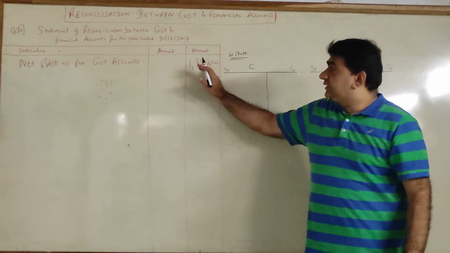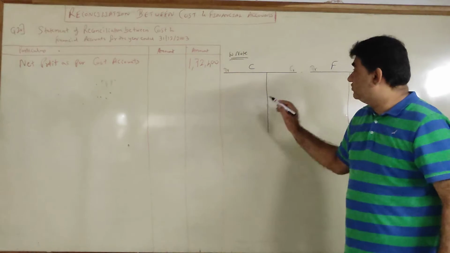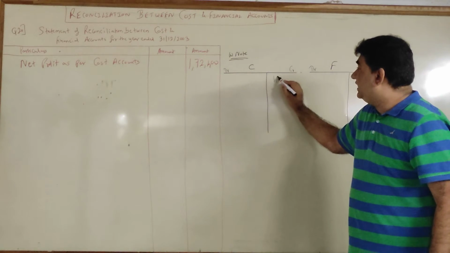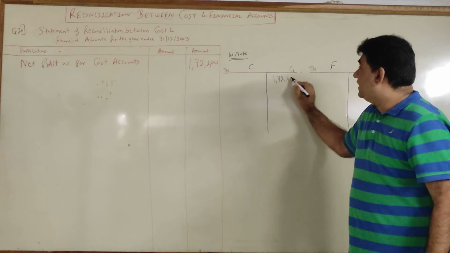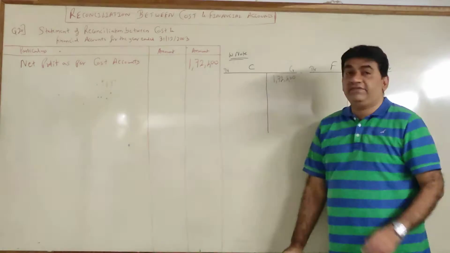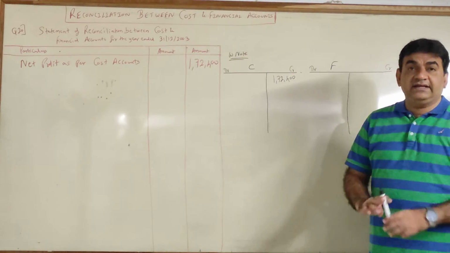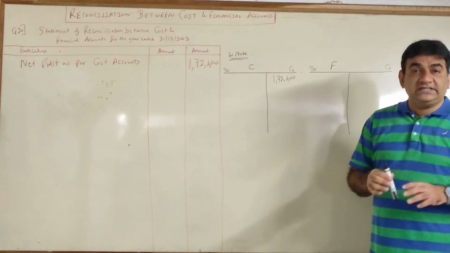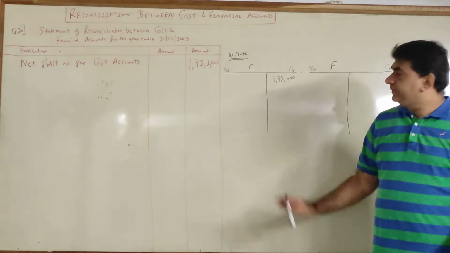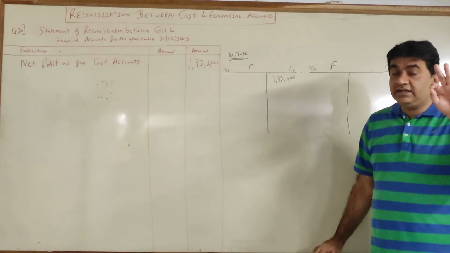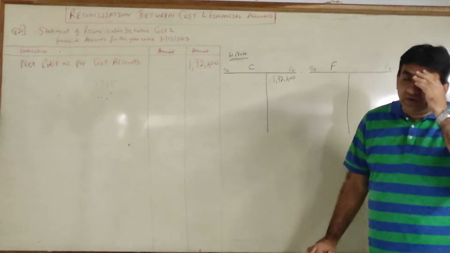So what you will do? This is my profit as per cost accounts. So on the credit side, write there the profit 172,400. On the credit side, write the profit 172,400.